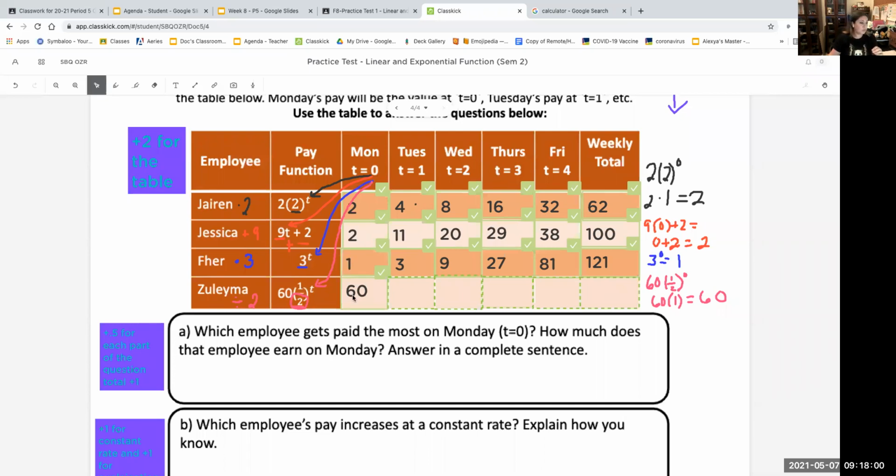So 60 divided by 2 is 30. 30 divided by 2 is 15. 15 divided by 2, this one's going to give you a decimal. Now, technically it allows you guys to do 7.5. What I want to see, though, is 7.50. So make sure that you add that 0 because we are talking about money. So we do need that second decimal space.